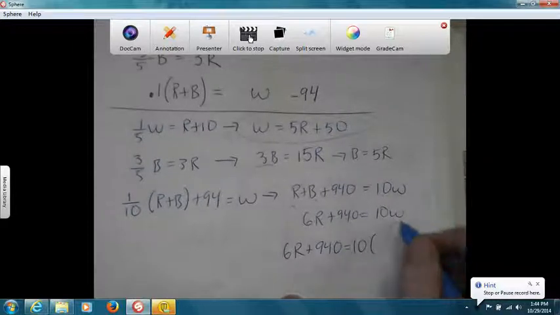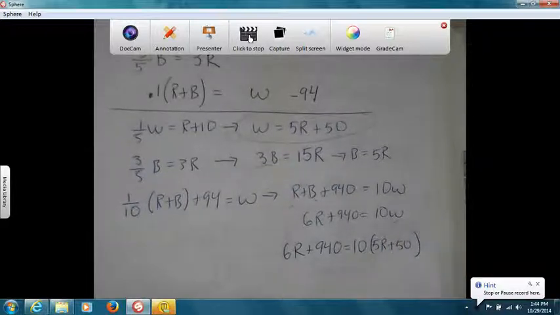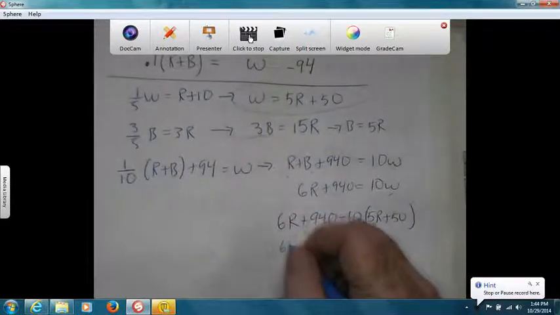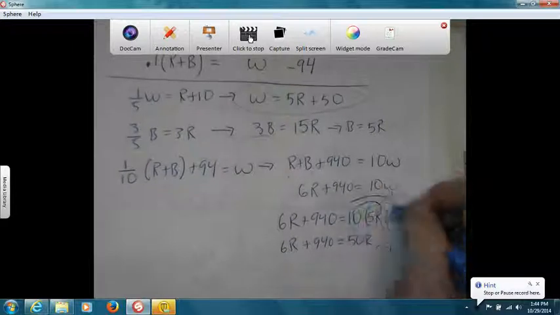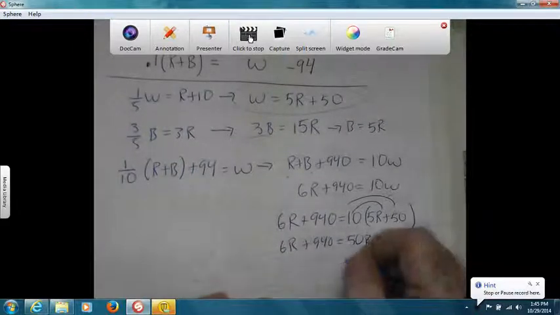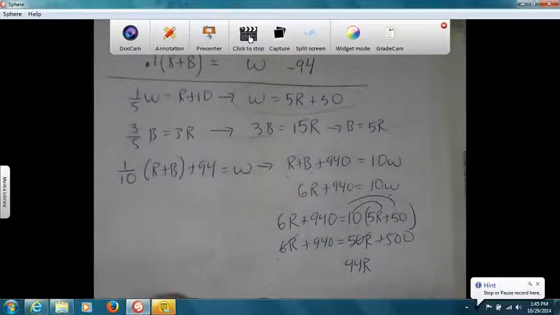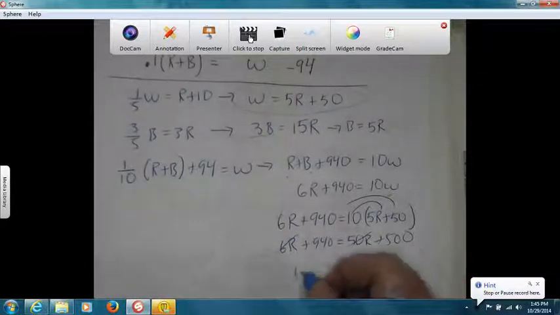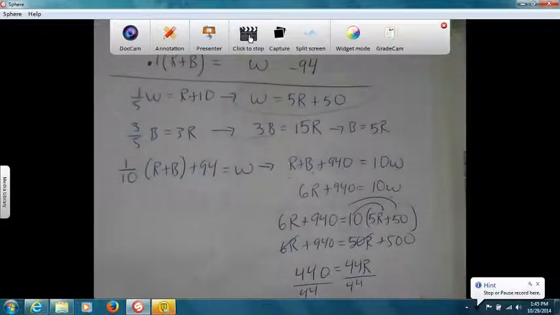I just see that I know what W is. It's 5R plus 50. And I can just work on along down the line here. 6R plus 940 equals 50R plus 500. And then I guess I'll subtract my 6R on both sides. What's 50 minus 6? 44? Right. And then I'm going to subtract 500, and I'm going to get 4, yeah. Alex started saying what it is. R equals 10, right?